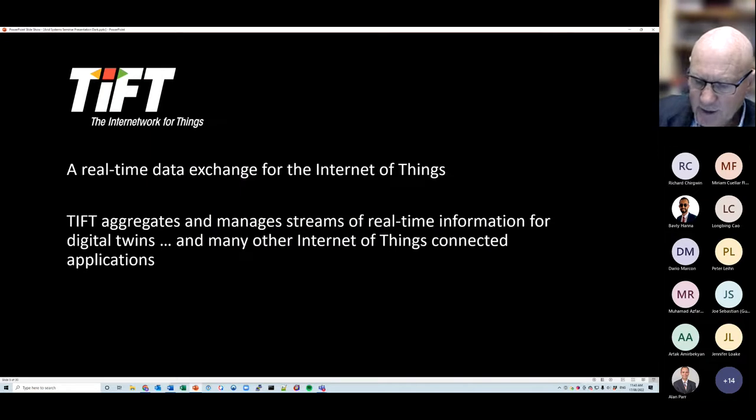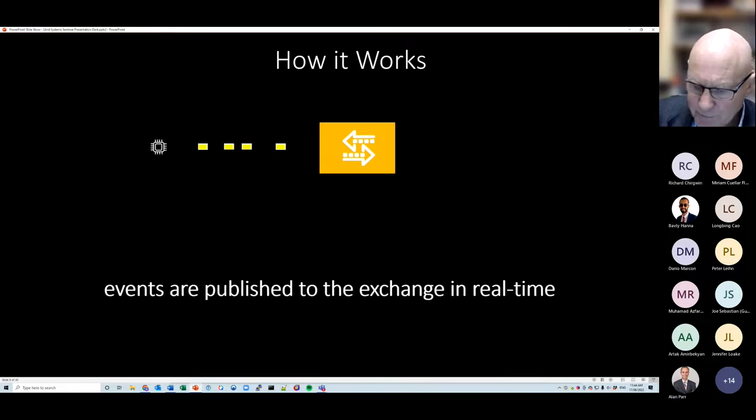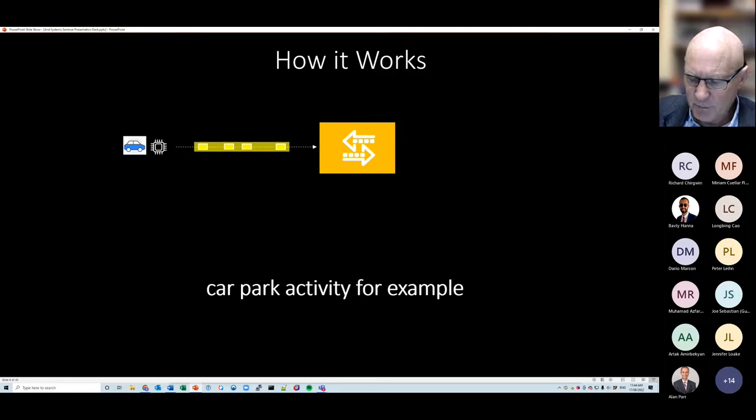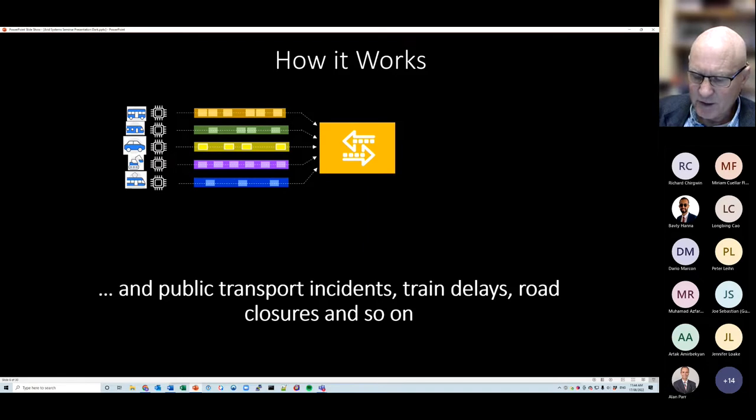So back to how this fits with the UTS Future Mobility Lab's digital twin, we call our implementation of such a data exchange TIFT, the Internetwork for Things, and it fills a critical gap in building and operating digital twins, in fact a wide variety of other IoT-related applications, and that gap, of course, being the aggregation and management of streams of real-time information. So let me open the lid and show you briefly how this works. Events are published to the exchange in real time, and is applicable to this digital twin. This includes streams of parking facility occupancy.